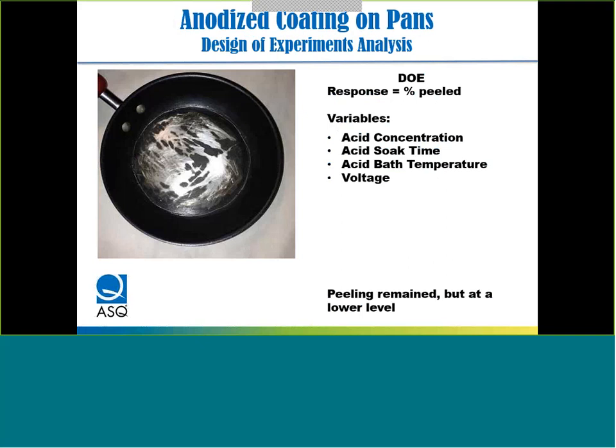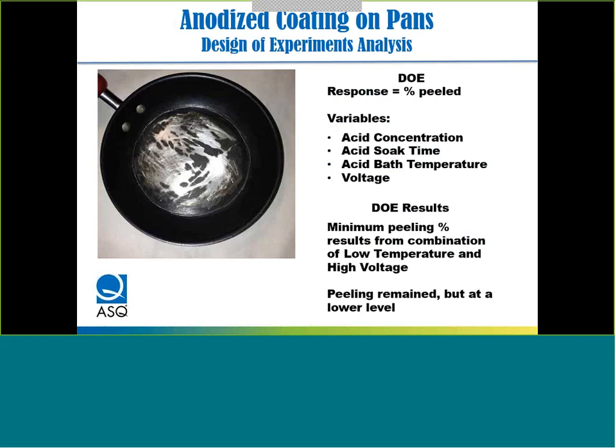Well, those were the variables. And then the results that came out of the DOE is to minimize the peel percent. So percent peel was the variable that we were trying to predict. And what we found was low temperature and high voltage did minimize the percent peeling, but peeling still remained, but at a little lower level. So we didn't solve the problem with the DOE.